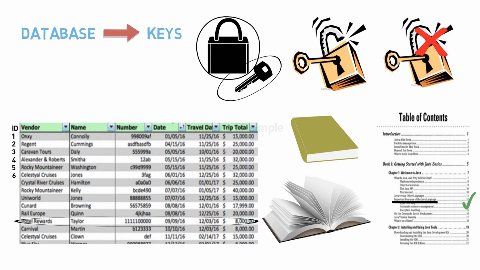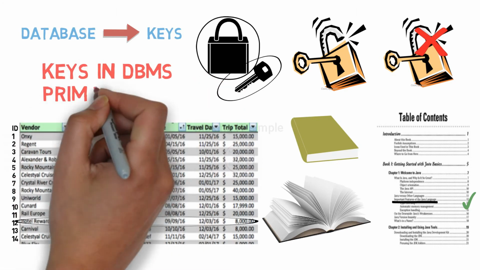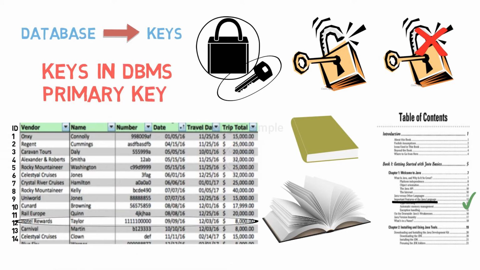Similarly, in case of database, a key can come in handy. With the help of a key, we can uniquely identify a record in a table. In this video, we will see the concept of keys and what is a primary key. So let's start after a short intro.